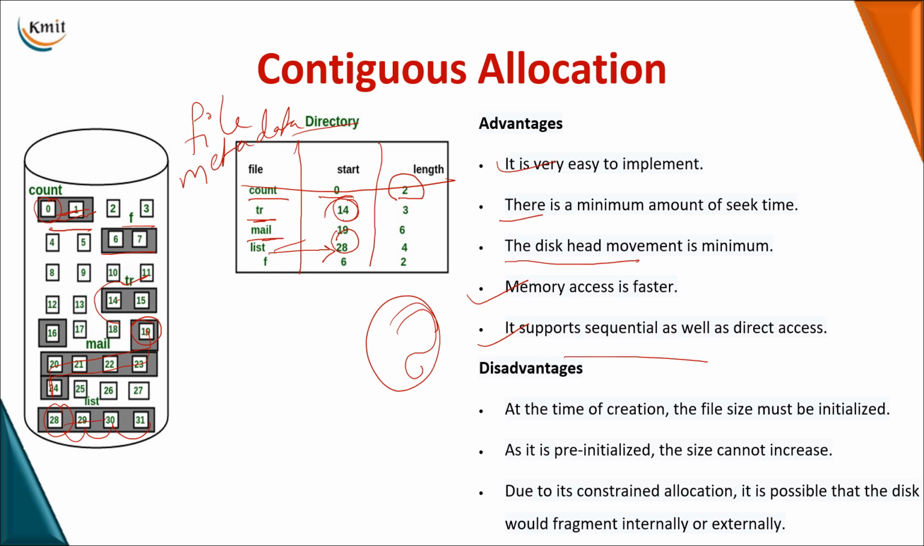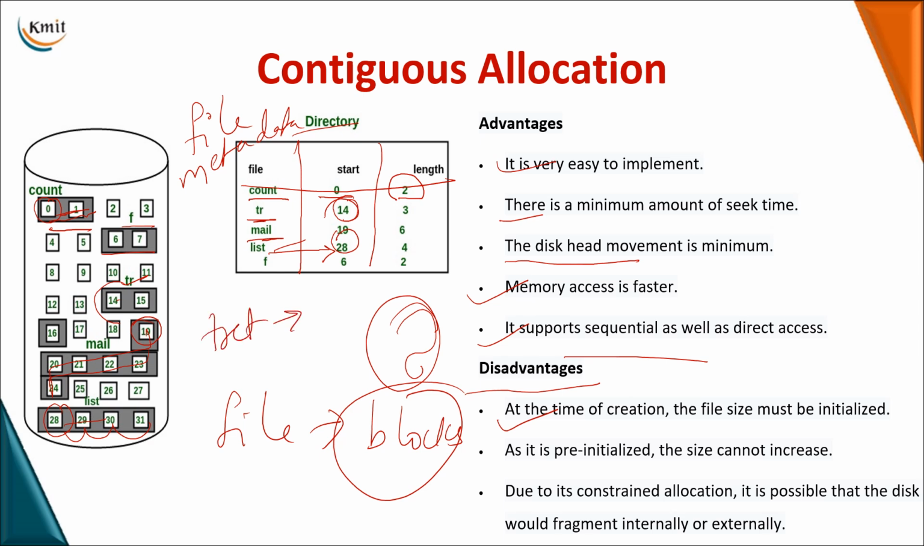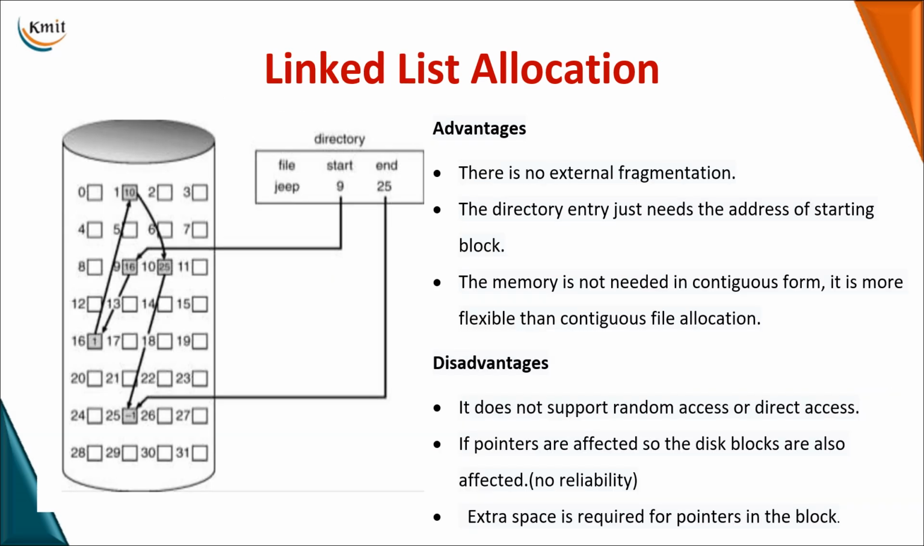Coming to the disadvantages, when you are storing the data of the file, you have to be very sure how many blocks your file data will be divided into. So at the time of creation, the file size must be initialized. If I say my txt file requires 10 blocks at the start, and while performing operations you may want to increase the number of blocks, that is not possible. Because of this fixed allocation, or contiguous allocation, you may get the problem of internal or external fragmentation, which we already covered when dealing with paging techniques.